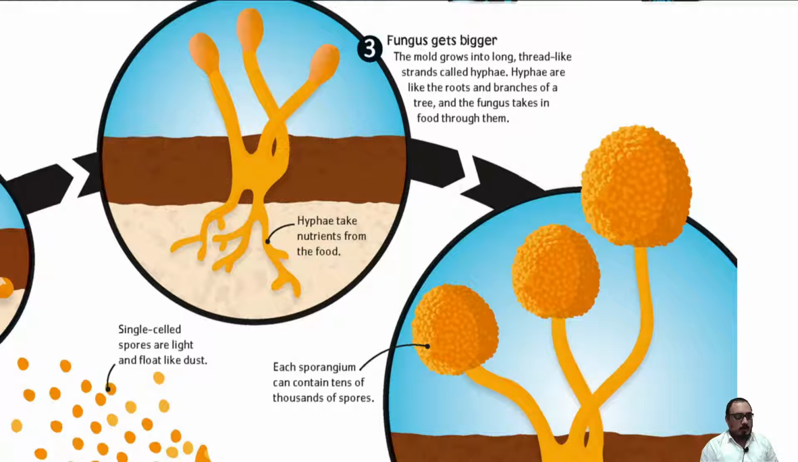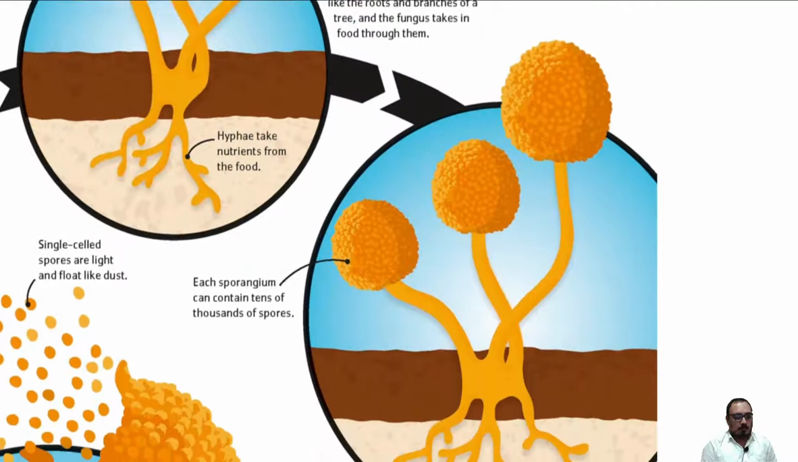The mold grows into long thread-like strands called hyphae, which we had discussed in the lecture previously. And the hyphae contain roots, which are rhizoids, and they appear similar to the branches of a tree, and the fungus takes the food through the hyphae. And now moving further, what will happen next?